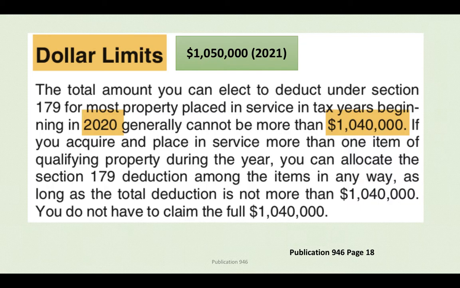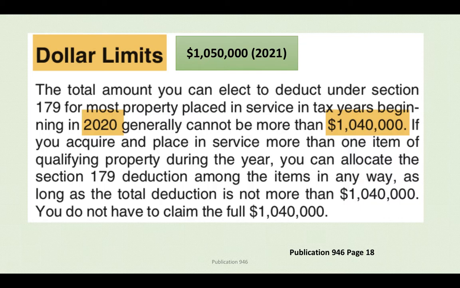Now the dollar limit. This is from IRS Publication 946, on page 18. The total amount you can elect to deduct under Section 179 for most property placed in service in a tax year beginning in 2020 generally cannot be more than 1.04 million. So this one is a 2020 number. If you acquire or place in service more than one item of qualifying property during the year, you can allocate the Section 179 deduction among the items in any way, as long as the total deduction is not more than 1.04 million. You do not have to claim the full 1.04 million.